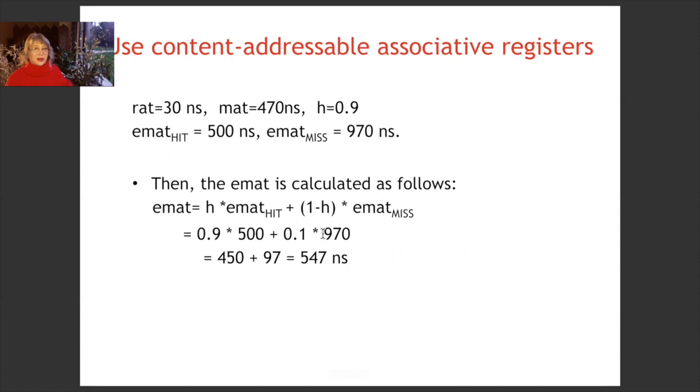So we obtained effective memory access time hit as 500 nanoseconds, and effective memory access time miss as 970 nanoseconds. The hit ratio is given as 0.9. Then the effective memory access time is calculated as follows: H multiplied by effective memory access time hit plus 1 minus H times effective memory access time miss. So we will have 0.9 times 500 plus 0.1 times 970. If we do these multiplications, it is 450 plus 97. So the resulting memory access time is 547 nanoseconds.